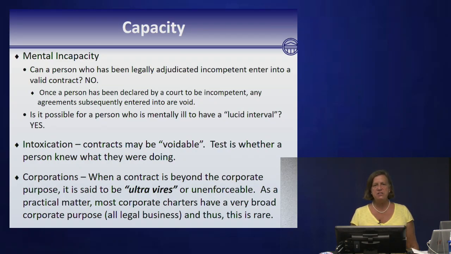And then I briefly mentioned corporations, and we will get back to this when we get to forms of business organizations, but when a contract is beyond the corporate purpose, it's said to be ultra vires or unenforceable.